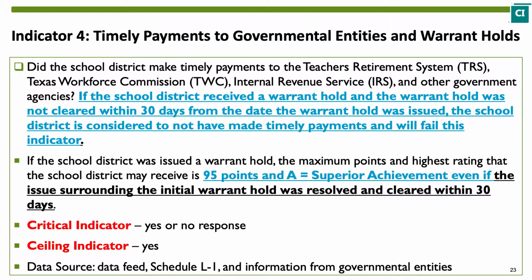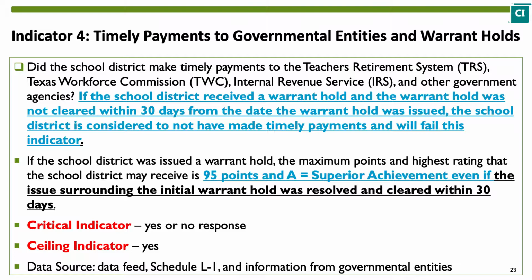Indicator 4, it has changed. It has this first part: did you make timely payments? If you answer no, go down to the second part. Was it a warrant hold? If it was a warrant hold, even if it was cured within that 30-day period, you're going to lose 5 points, meaning that the maximum points that you can earn is 95.